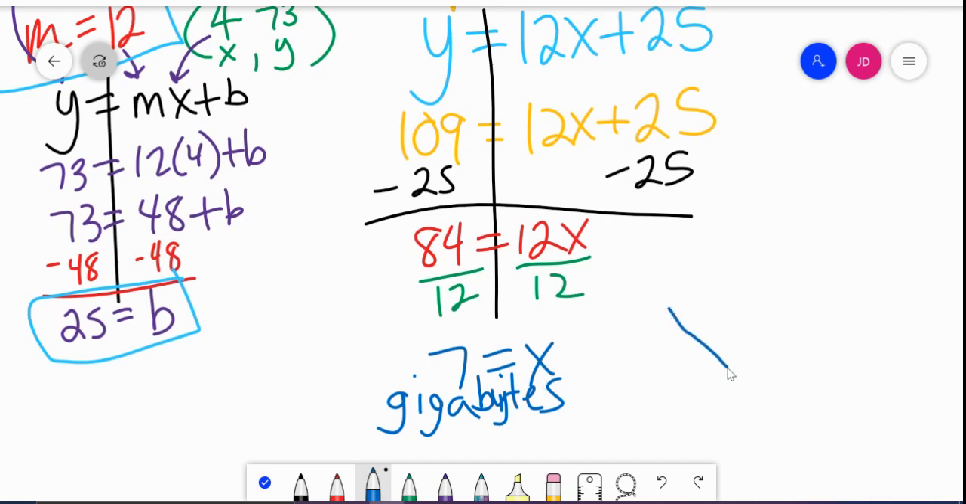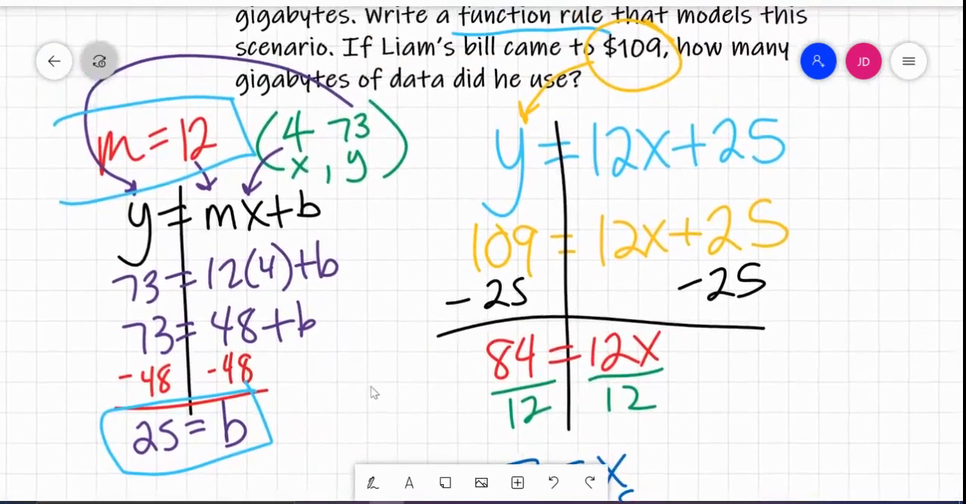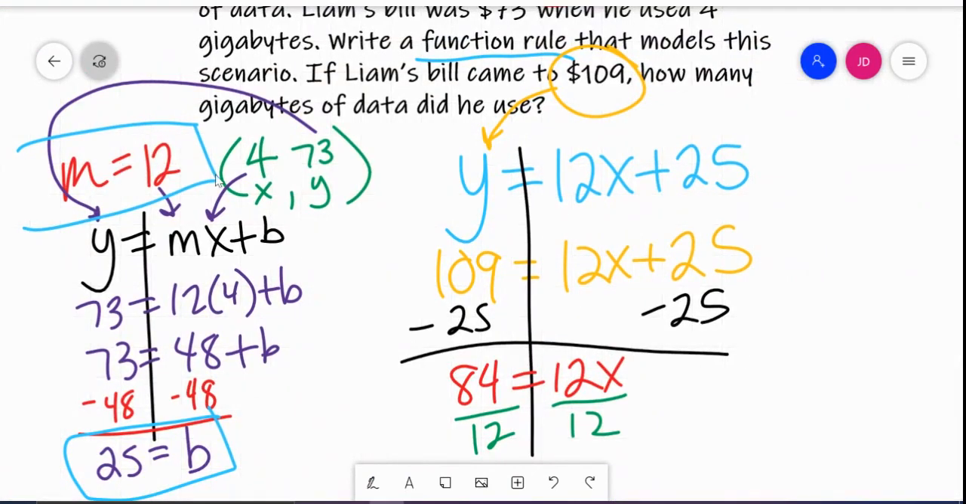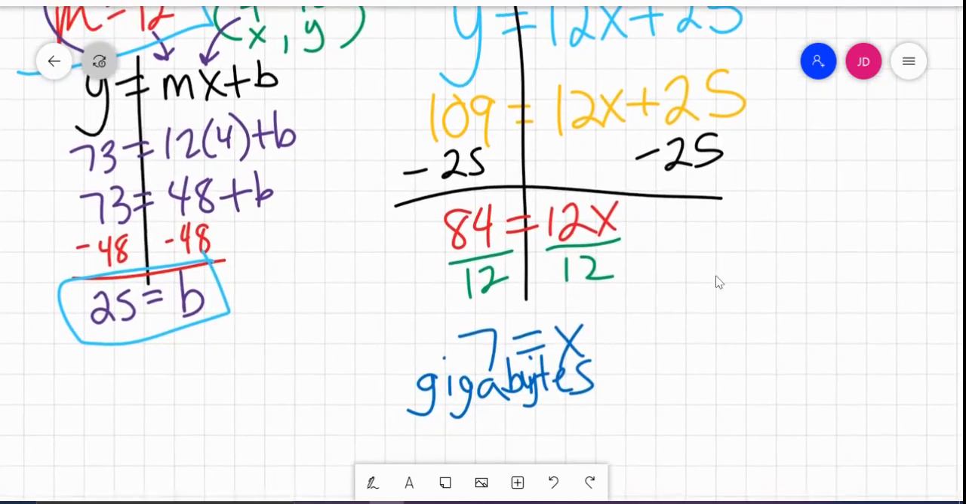All right. So again, just skills that we've done before when we're solving for these slope-intercept scenarios, okay? We need the y equals mx plus b, right? We need to figure out what the m is, what the x and the y is, figure out the b to come up with our function rule, then substitute in to answer our question at the end.